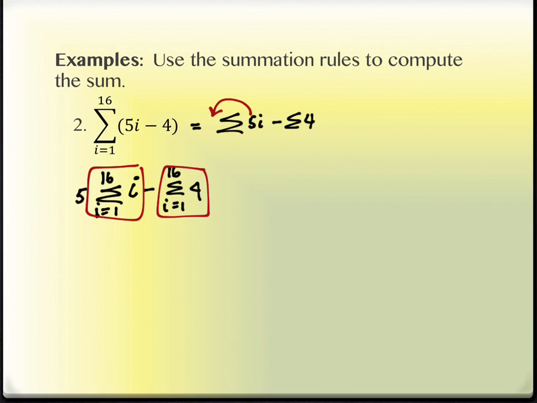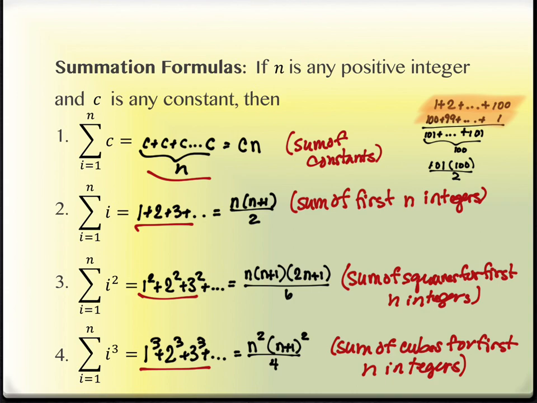So the 5 at the beginning is a constant multiplier, just like with limits, just like with derivatives, and just like with antiderivatives. With summations, constant multipliers come along for the ride. They don't affect the actual process. They just multiply the answer by, in this case, 5. Now, this says that I'm supposed to do the summation from i equals 1 to 16 of i. Which of these 4 summations is that matching? Number 2, right? I mean, that's number 2.